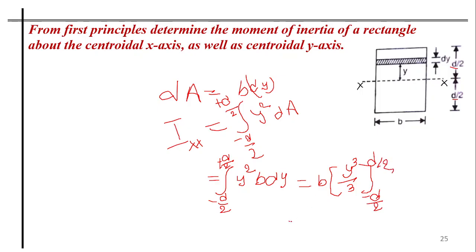Okay, so that gives me what? b divided by 3 multiplied with d cube divided by 8 minus of minus, plus d cube divided by 8. So that gives me d cube divided by 4 multiplied with b divided by 3. That gives me a total value of bd cube divided by 12.